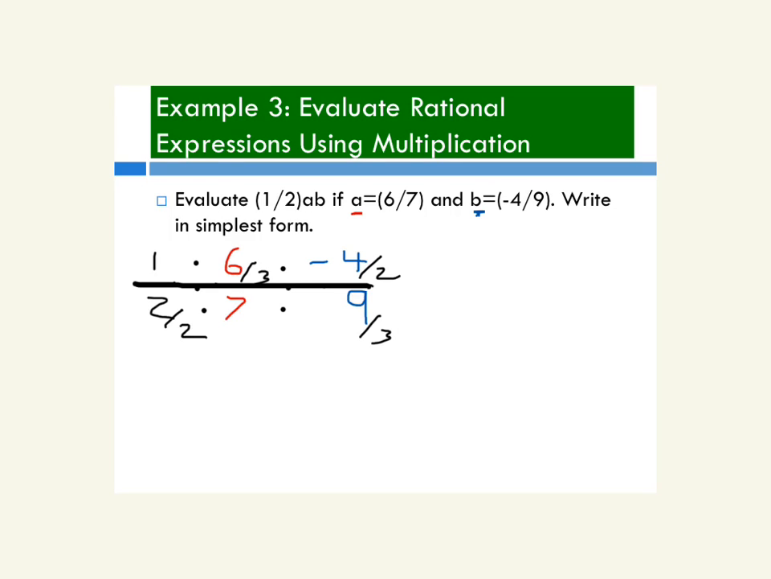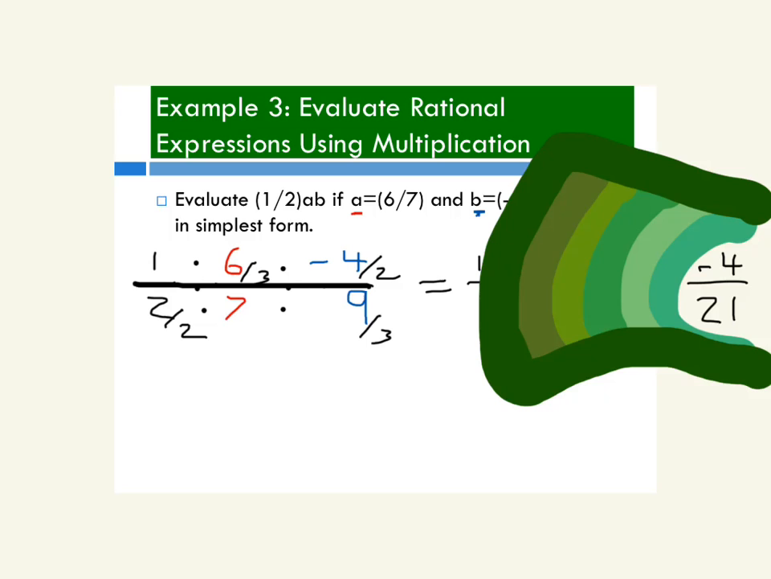So let me rewrite this whole thing to make it look a little bit clearer. And there you have it. And remember, everything's being multiplied. So I'm going to multiply these. So now all that's left is to multiply across, numerator by numerator, denominator by denominator, and I have my answer, which is negative 4 over 21.